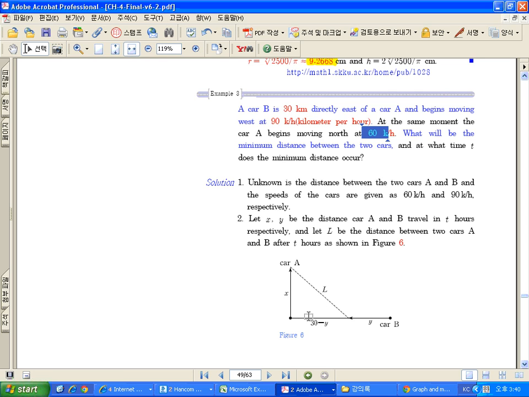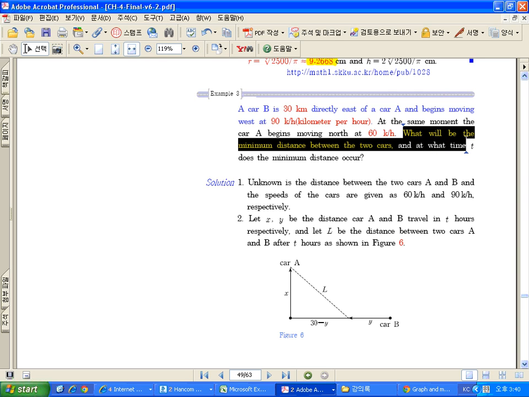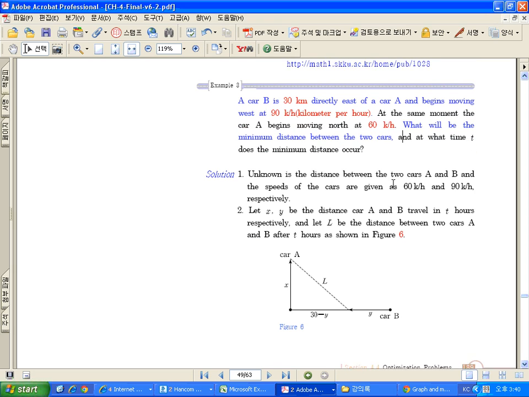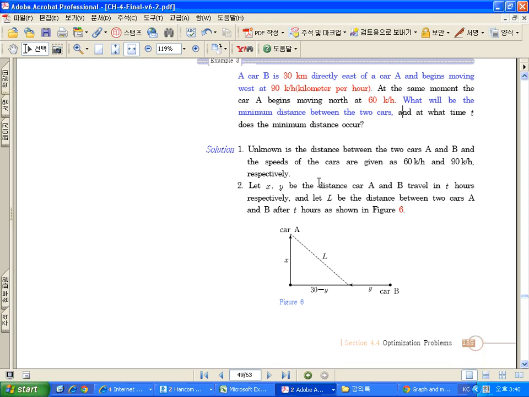The distance from 30 will change. So when will be the minimum distance between the two cars? These are the problems that you have seen in the National College Entrance Examination, the SAT examinations, before you got into college. So when that situation happens, find the time t and the distance. Okay, so we draw the graph from the given condition, and this was 30 kilometers.